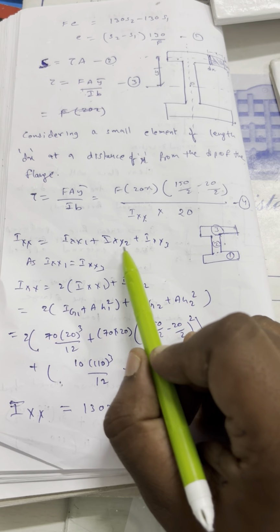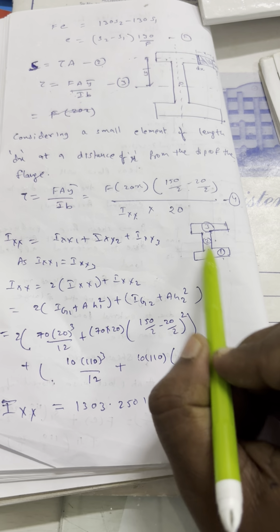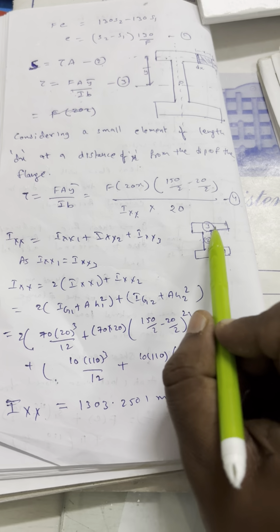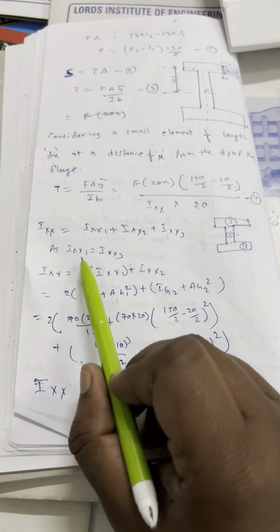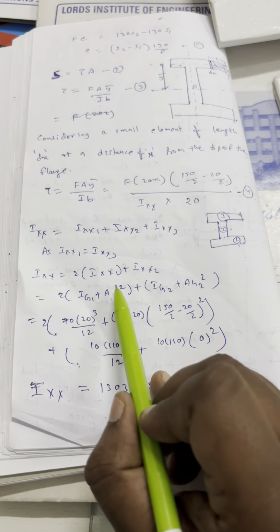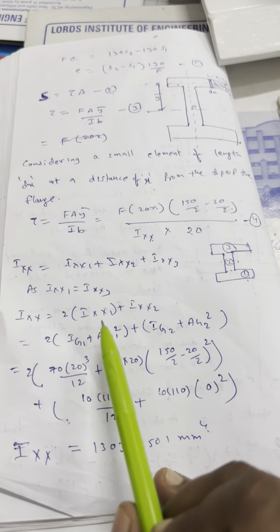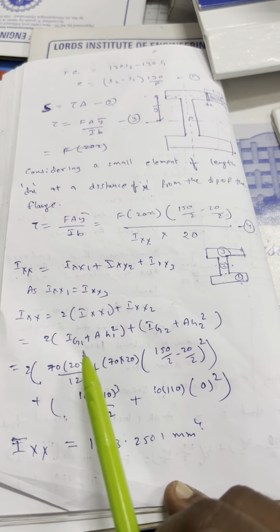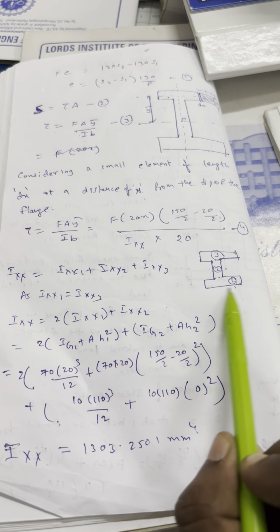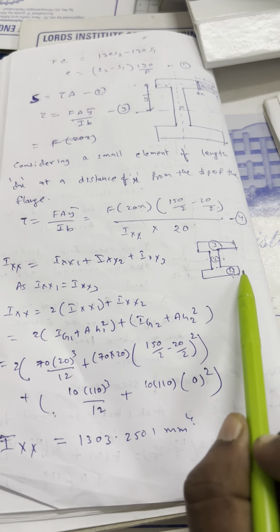We know IXX equals IXX1 plus IXX2 plus IXX3. So 1 plus 2 plus 3. I have divided it into 3 parts. As we know that the first and third sections are the same, I can write this as 2 times IXX1 plus IXX2. IXX1 equals IG1 plus A h1 square, and IG2 plus A h2 square. Here it is BD cube by 12. For the first section, B is this one, 70, D is 20.